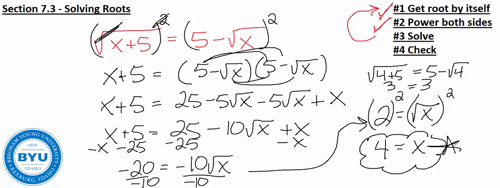So just be aware, you might have 2 roots. If you have 2 roots, get one of them by itself and then solve. Then get the next one by itself and solve.